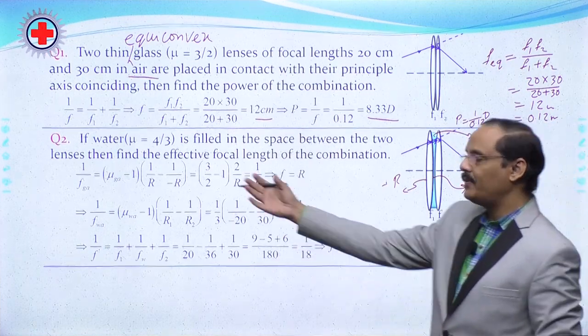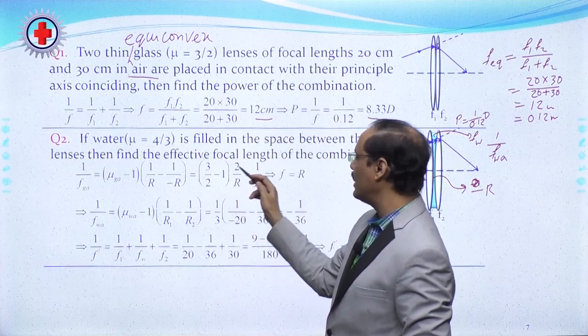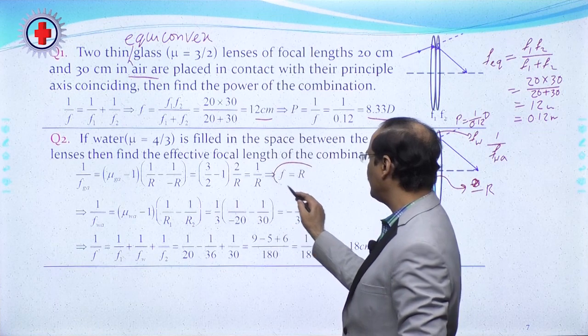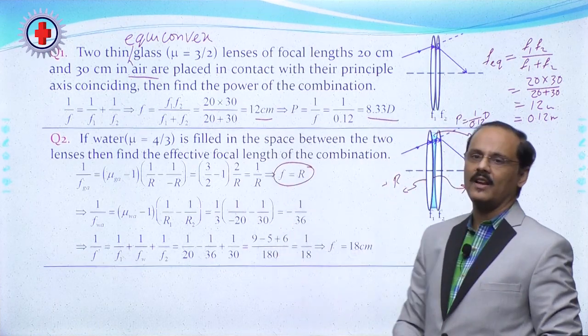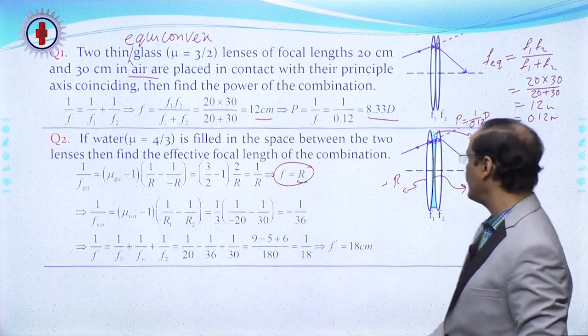If you put the refractive index of glass, then you get 3 by 2 minus 1 into 2 by r, or 1 by r. So, the focal length of an equiconvex or equiconcave glass lens in air has a value equal to the radius of curvature.